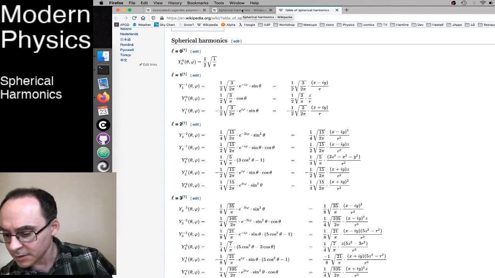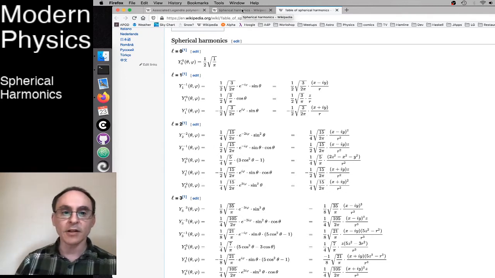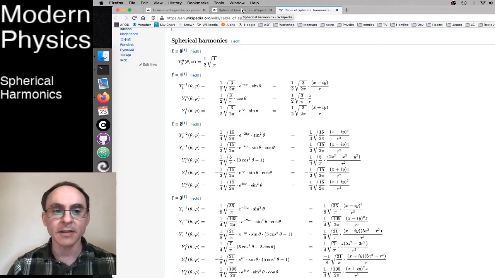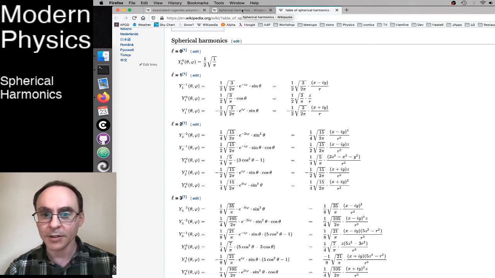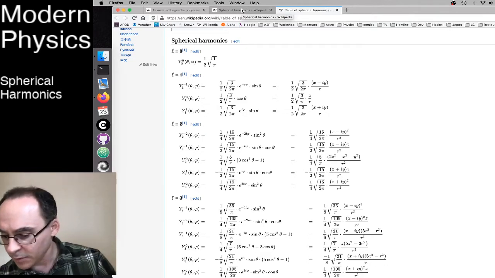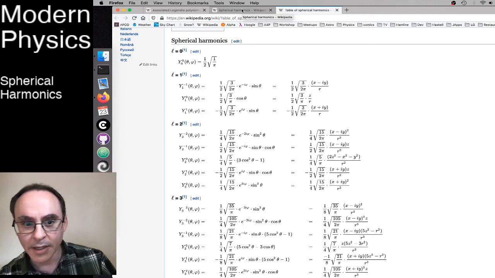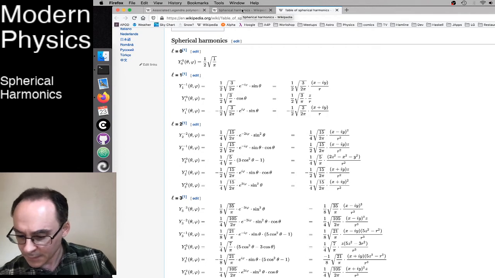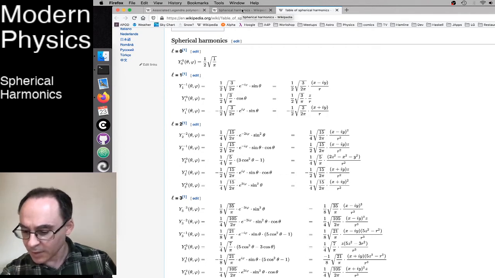What are some of the others? Well, if L equals 1, then M can be -1, 0, or +1. And you can see on the table here, I've got a few options. Let me do Y10 first, actually. That's going to be root 3 over 4 pi cosine theta. And then I have 1 plus or minus 1. I'm going to write it that way.